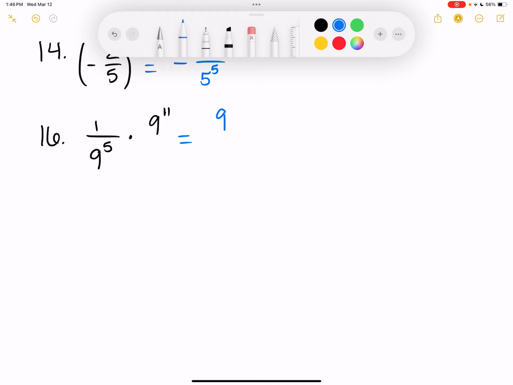So this would just be 9 to the 11th over 9 to the 5th. What would I do? Subtract. Now I would subtract and get 9 to the 11 minus 5, which is 9 to the 6th.